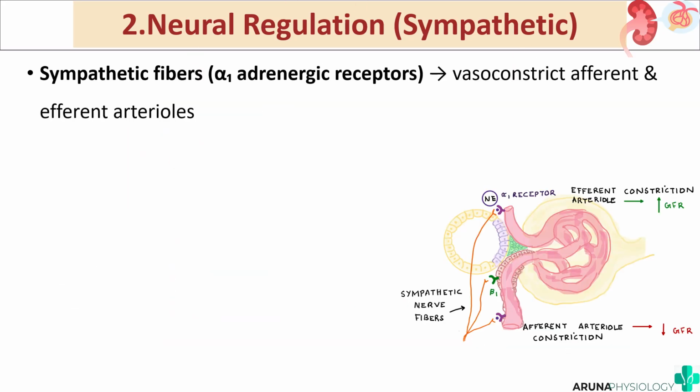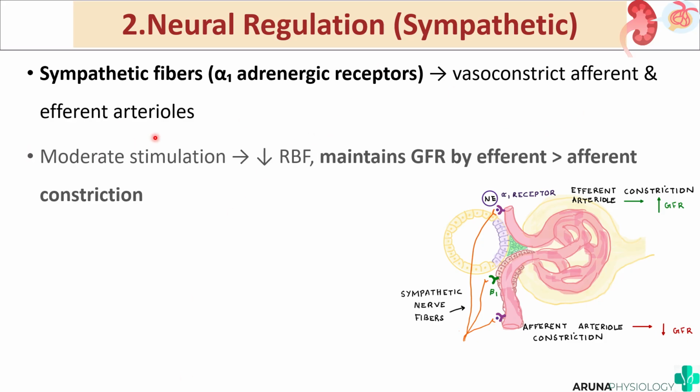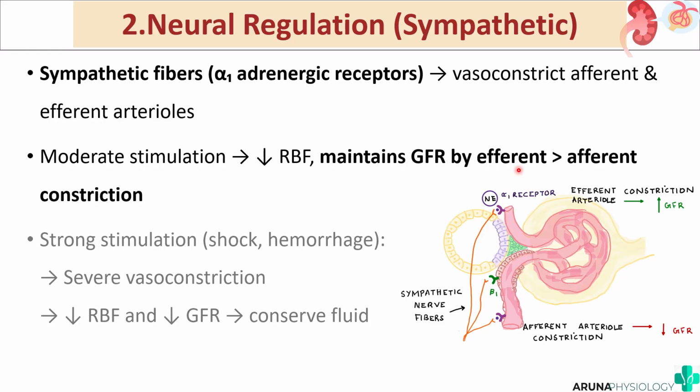So sympathetic fibers act on the alpha 1 receptors. They cause vasoconstriction of the afferent and efferent arterioles. If there is a moderate stimulus, mainly it is the efferent arteriole that is affected. But if there is strong stimulation, that can cause severe vasoconstriction. So there will be decreased renal blood flow and decreased GFR, and this functions mainly for conserving the fluid so that there is no fluid loss through the kidney.